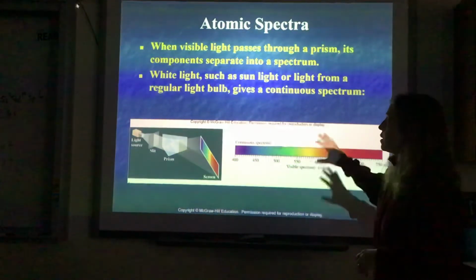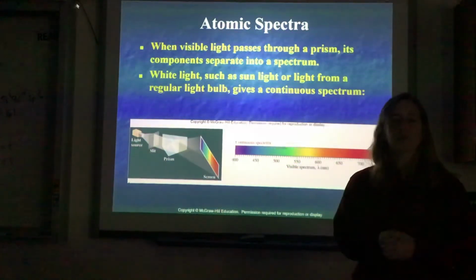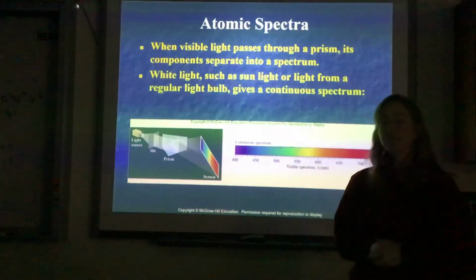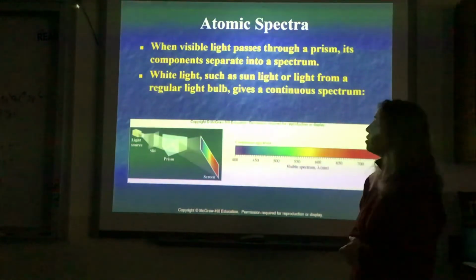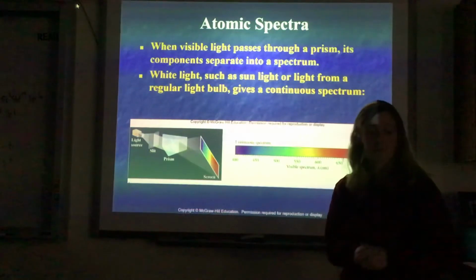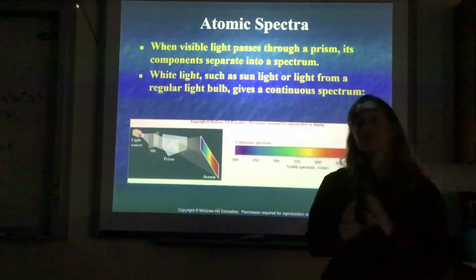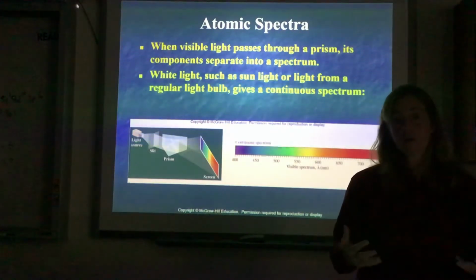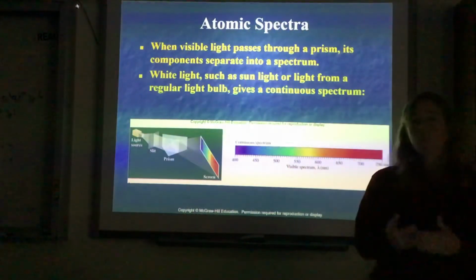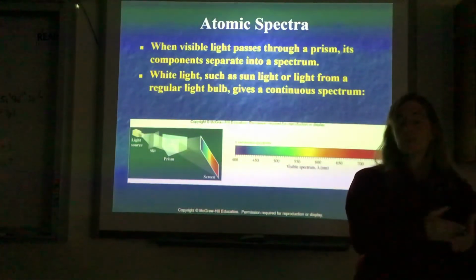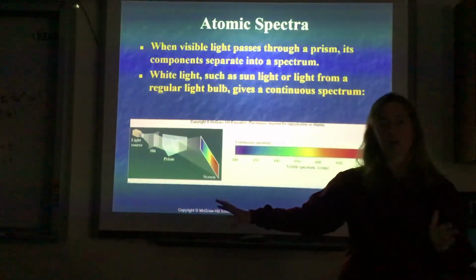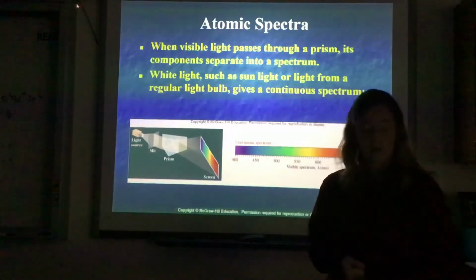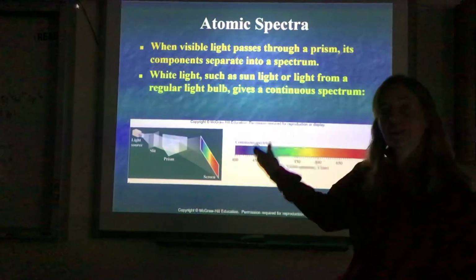Now, the atomic spectra. This is what you were looking at when you looked through the fireworks or 3D goggles through the computer. This is also from the POGLE that you did earlier in the week. So when visible light passes through a prism, its components separate into a spectrum of color. White light, such as sunlight or incandescent regular light bulbs, give a continuous spectrum, which means there's no break in the colors. It's literally ROY G. BIV. All the colors blend into each other because it consists of all the colors of the rainbow. So therefore, there's not going to be a break where there's going to be any lines.